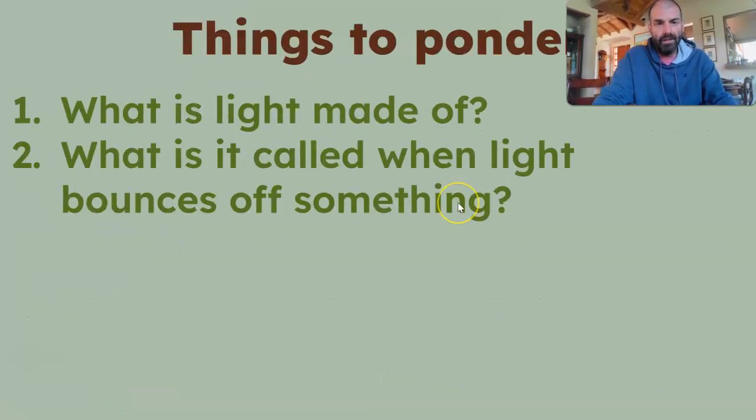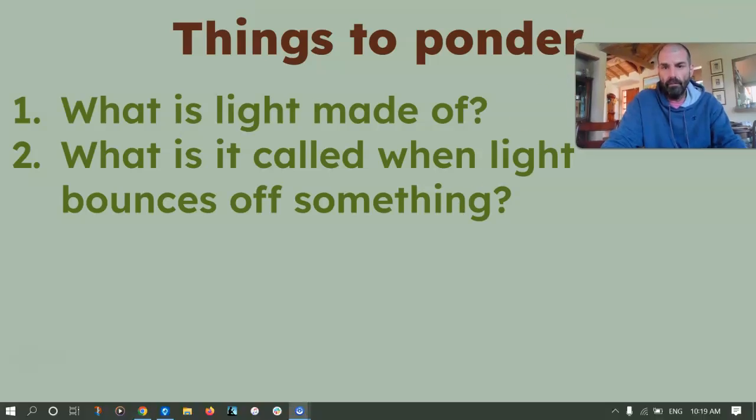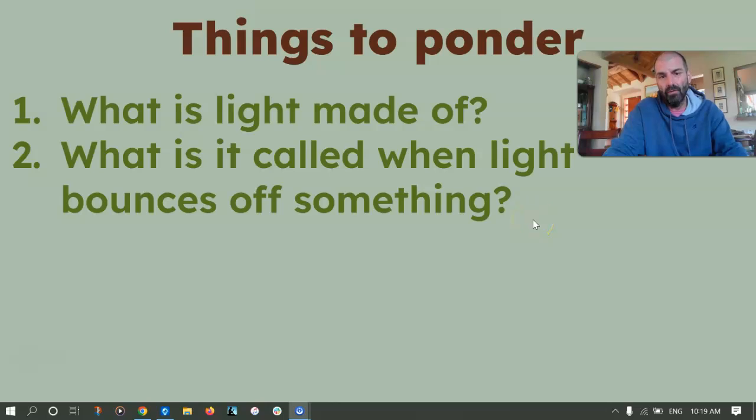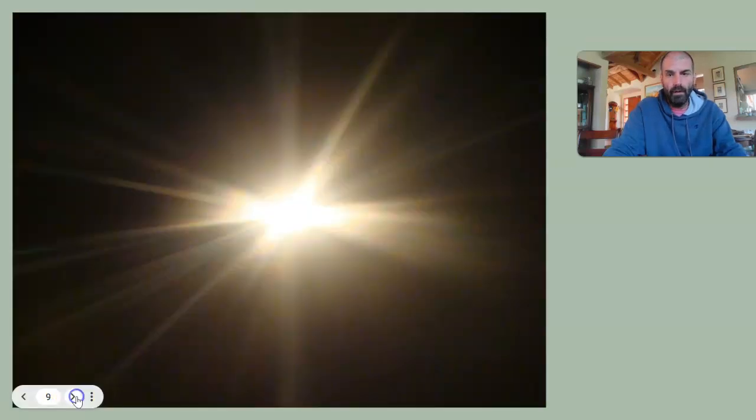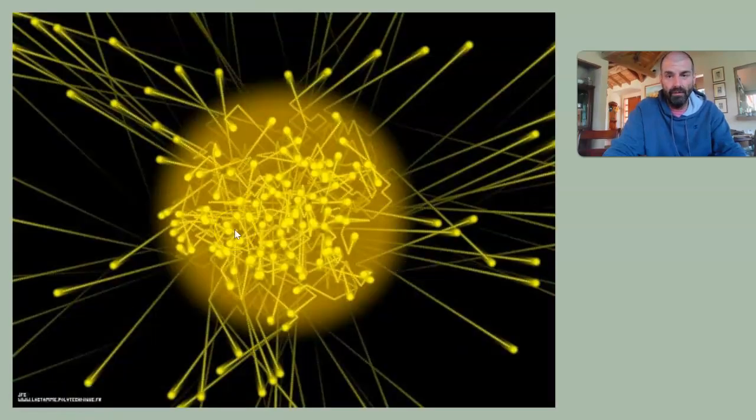All right, what is light made of, and what is it called when light bounces off something? This was actually a cool lesson you missed, and I'm not going to do all of it. I will do the one thing. Light is made of energy. That specific form of energy is called photons, and I think they're some of the smallest known particles in the universe. So it's kind of cool.